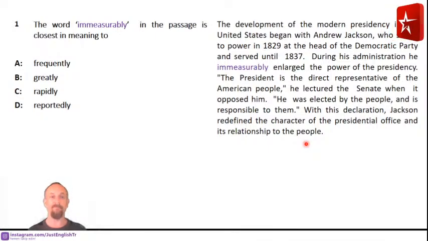So, what do we have, boys and girls? Do we have A? Come on, Ramazan. Do we have B? Do we have C? Or do we have D, reportedly? No one's answering. Don't be shy. A wrong answer is a good answer. No answer's a bad answer. There we go, Matt. It could be C. Okay, that's a good guess. Why not? Rapidly.